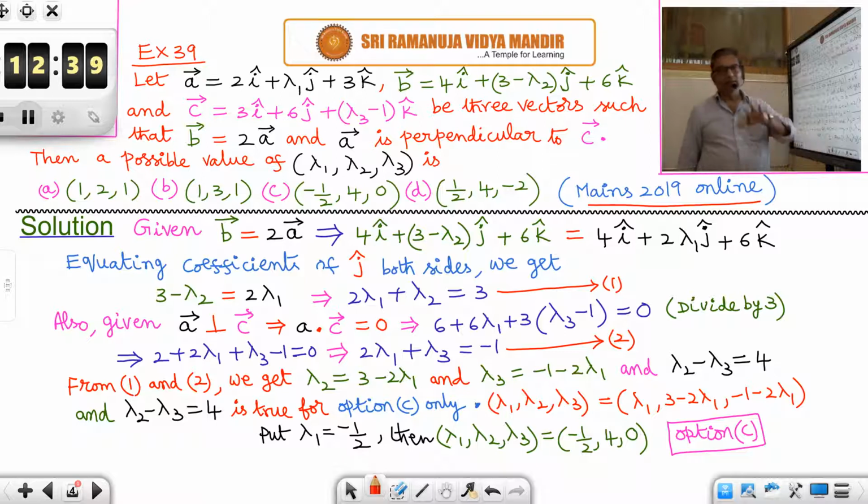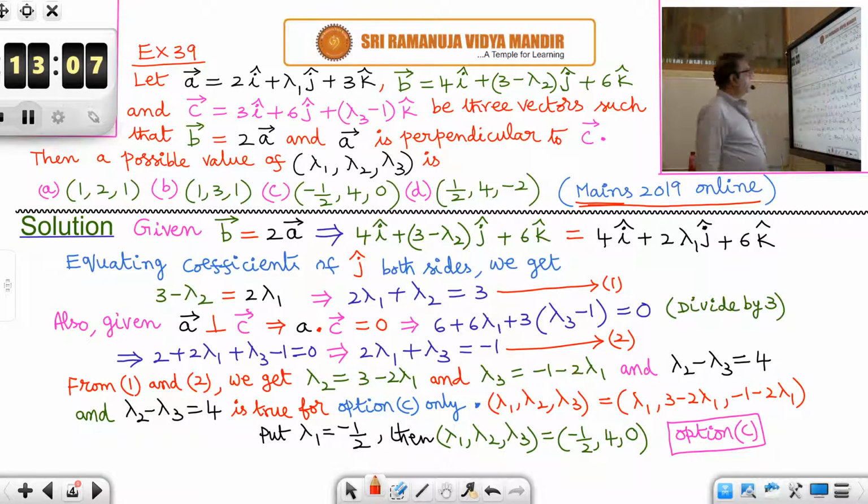See, Mains 2019 online papers will be several papers. About 6 or 8 papers will be there, on different dates. Morning one paper, evening one paper. So these may not be questions from the same paper, because the dot product 2 questions will not come in a single paper. Okay, so these are from different papers.